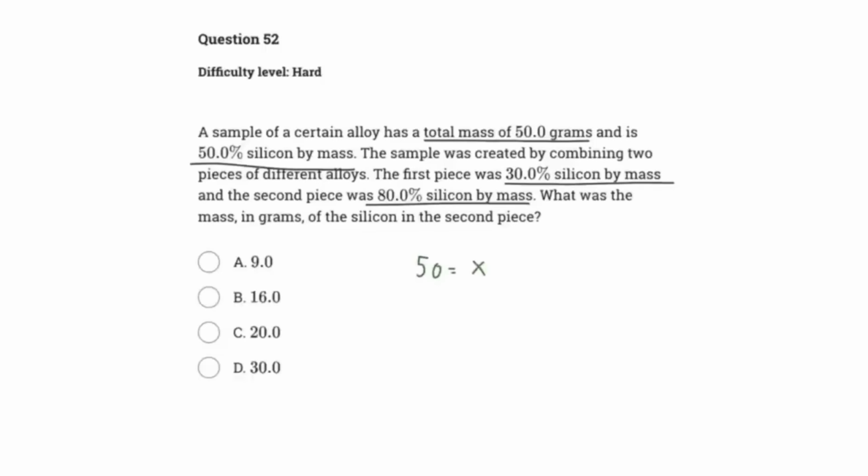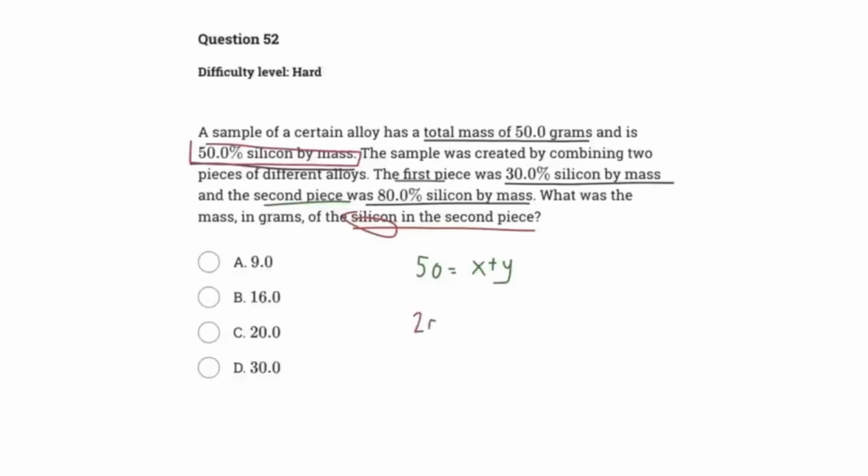What we want to define here is essentially x is the total mass, important to note, total mass of the first piece, and then y is the total mass of the second piece. But what we want to solve in the problem is the mass in grams of the silicon, only the silicon in the second piece. So how exactly do we do it? Well, we have to read in between the lines. It says that 50% of that 50 grams is silicon. So 50 divided by 2 is 25 grams. So we only have 25 grams of silicon in that sample.